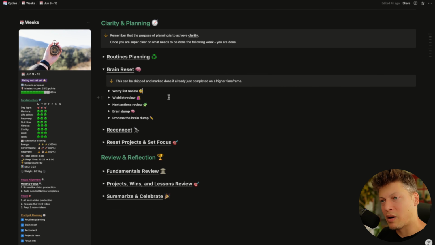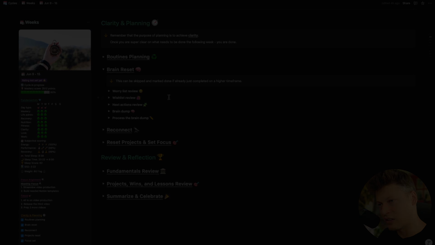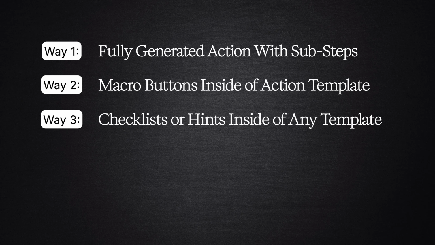So just keep in mind, this is definitely a valid way to ease your execution if you have a consistent way of getting to that checklist. So these are your 3 ways to ease execution in your system. You can have fully generated fractal actions with all the sub actions defined. So that's your checklist. You can have macro buttons living inside of action templates, or you can simply have checklists living inside of any other template in your system that helps you with the execution of a routine. But make sure that checklist inside of that template is actually available when you're executing that routine.